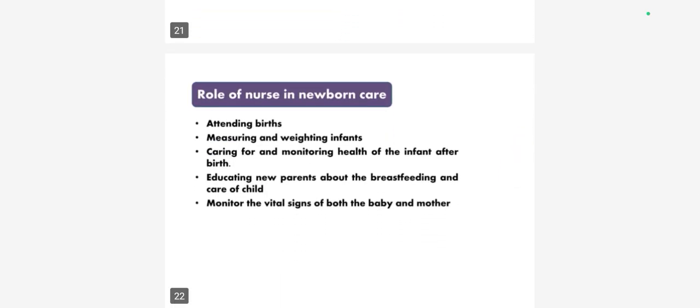Role of the nurse in newborn care: attending the birth, measuring and weighing, caring for and monitoring the health of the infant after birth, educating new parents about breastfeeding and care of the child, and monitoring the vital signs of both the baby and the mother.